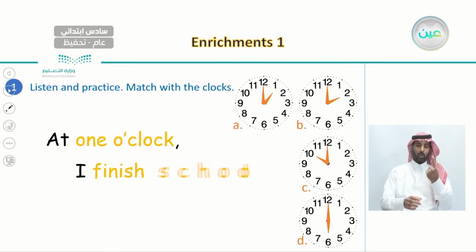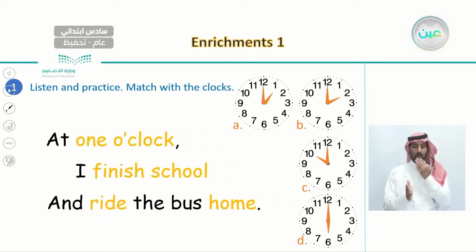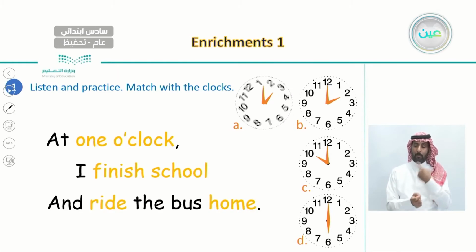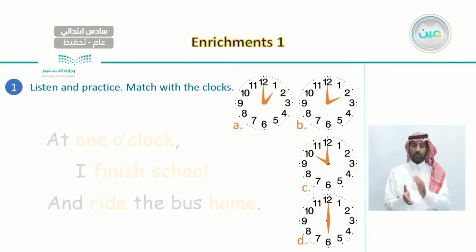At 1 o'clock, I finish school and ride the bus home. So which one of these clocks represents 1 o'clock? It is, of course, number A. Now let us move on to the third one.